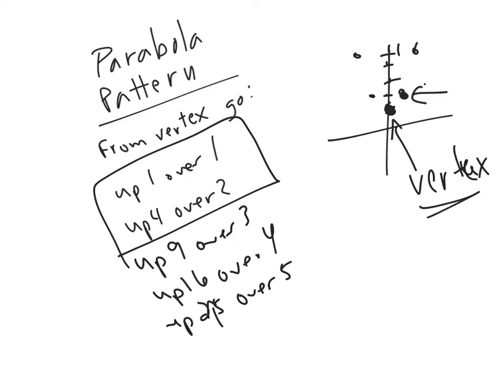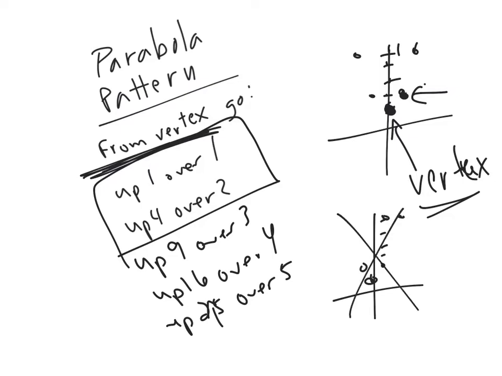Okay, from the vertex. That's why it says this right here, from the vertex. Because if you go from here, it'll get too tall. You'll be here, and then you go up 1 over 1, and then you go up 4, 1, 2, 3, 4. It's going to be way up here, and that's going to be wrong. This is incorrect. Always go back to the vertex when you're using this pattern. Okay?